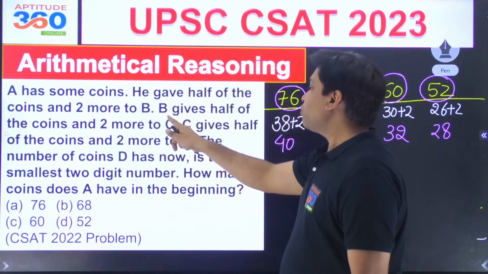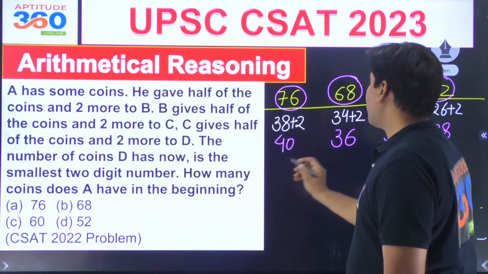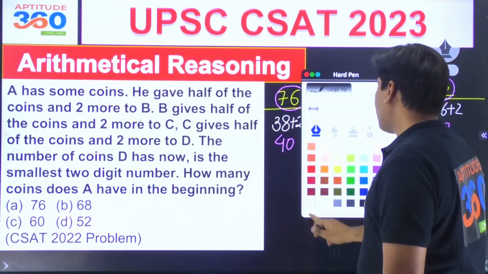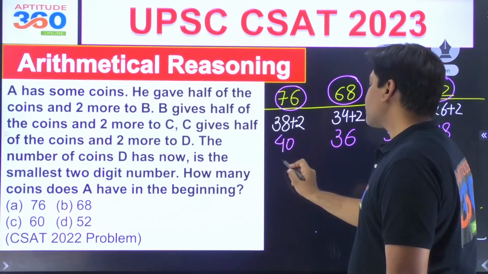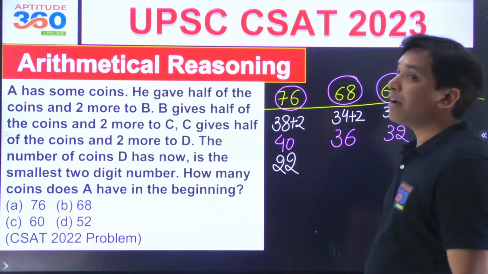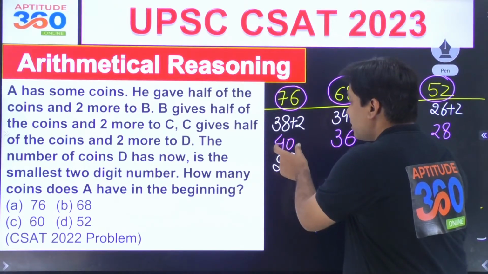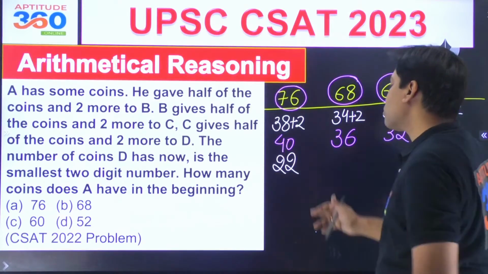Now what does B do? B gives half of the coins and 2 more to C. Half of this value is going to be 20. So how many will C be having? C will be having 40. Half of 40 is going to be 20. 20 plus 2 is going to be 22.